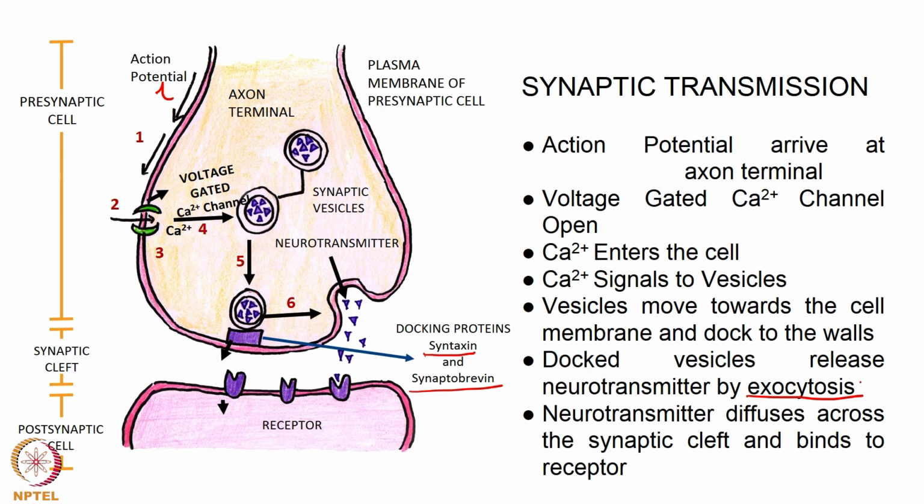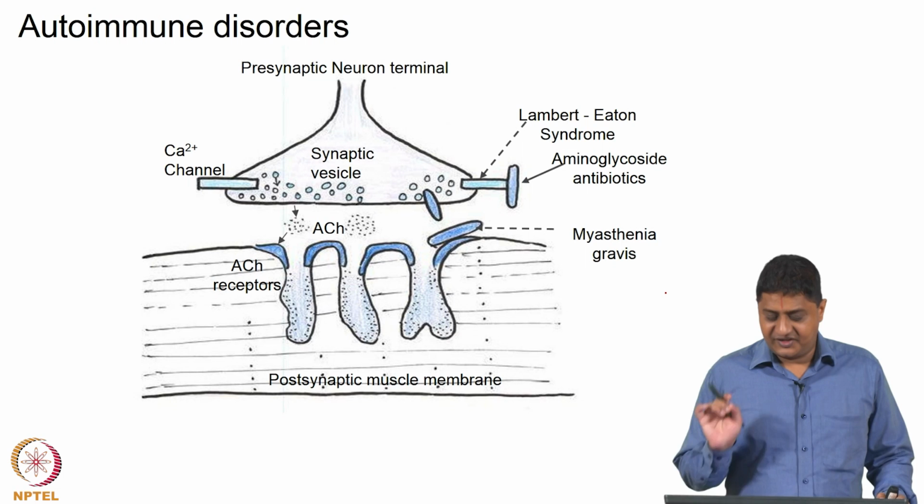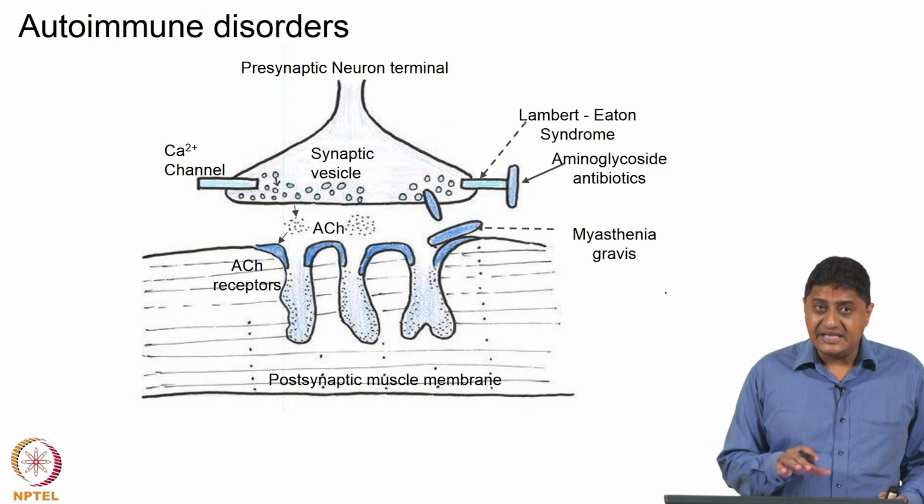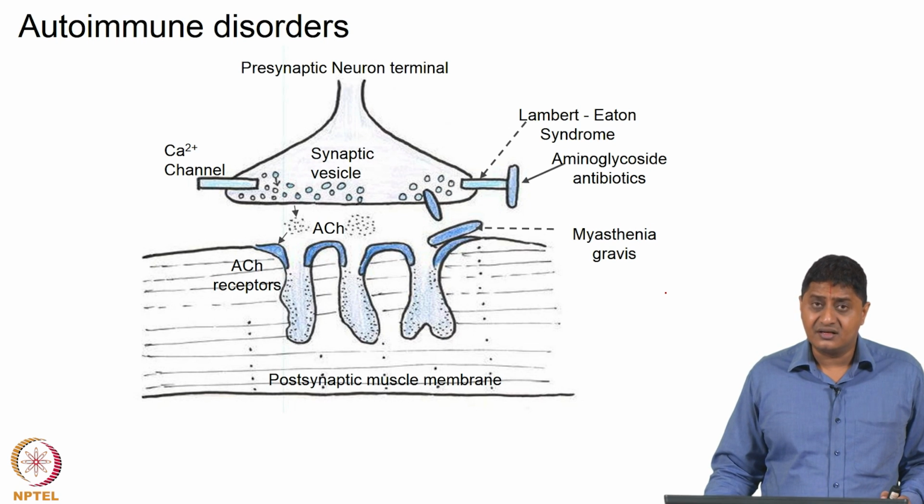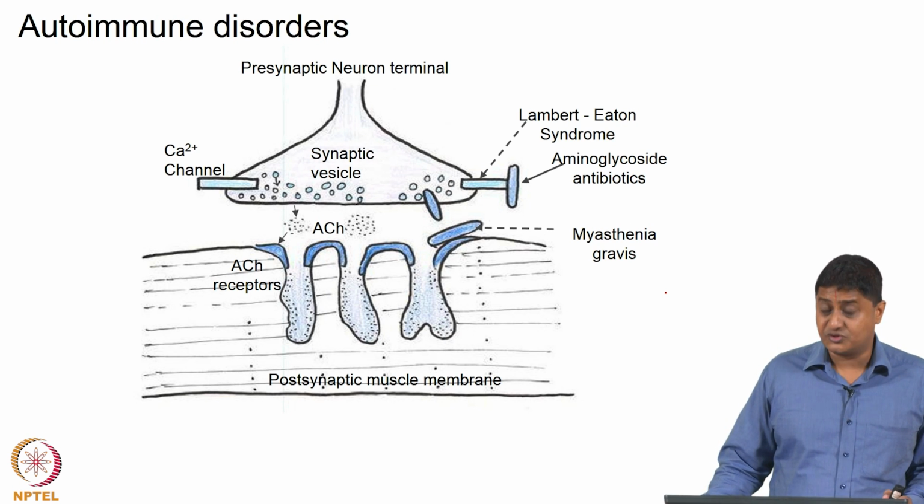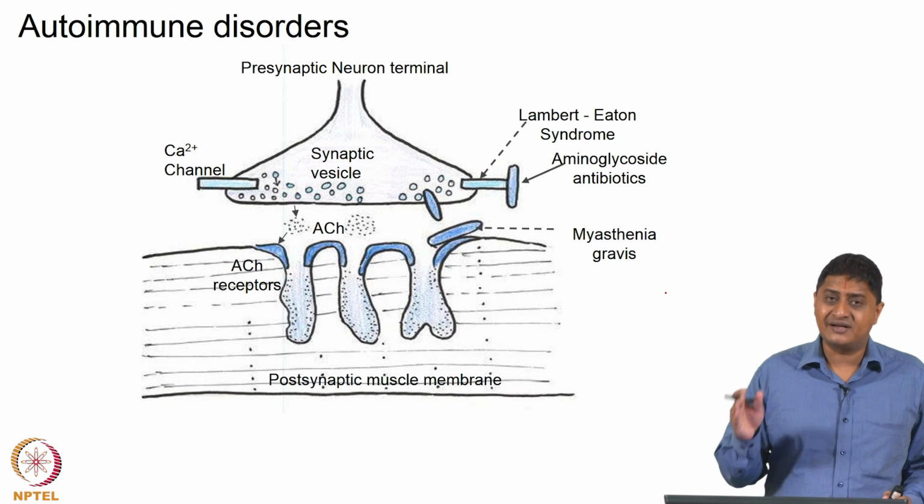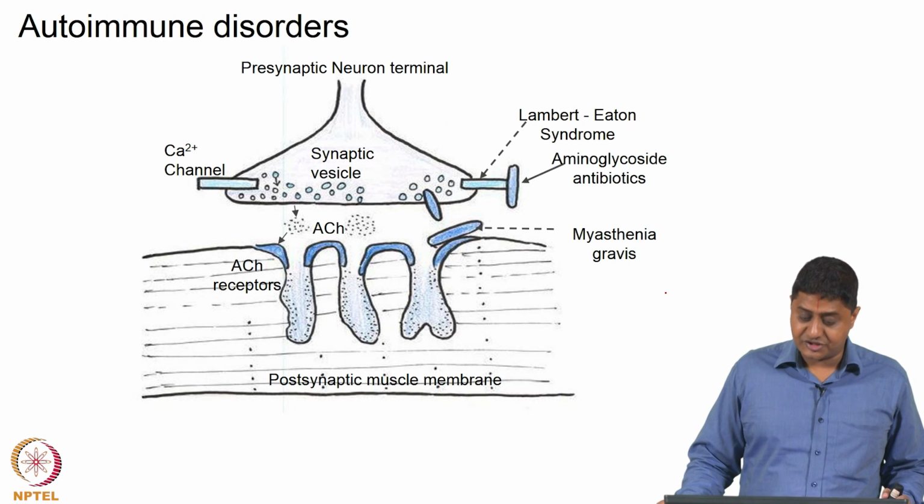Now the question is, what are the various things that could go wrong, and what would be the effect of these problems? First we start out with autoimmune disorders. There are two specific cases that we will discuss in the context of the neuromuscular junction. One is, for whatever reason, the immune system wrongly labels the voltage-gated calcium channels at the presynaptic terminal as an invader, as an outsider. Then the immune system attacks the voltage-gated calcium channels, destroying them and preventing their function.